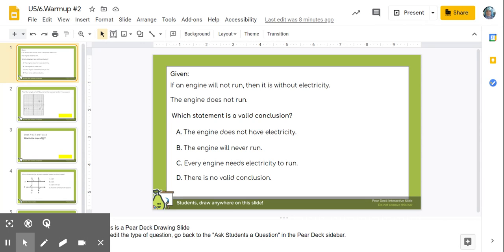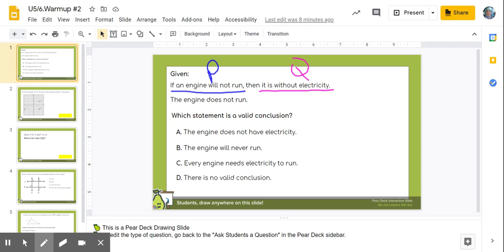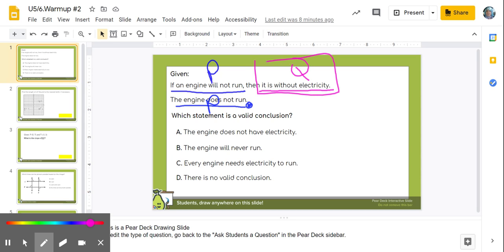So question number 1, we label our P's and Q's. Engine will not run, that's P. It is without electricity, that's Q. And then I come down to the next sentence and I see the engine will not run again. But it's got a period, right? So I've taken that sentence and I've separated it out. So what I need to do is take the Q and separate it out into a sentence. So which answer choice is just the Q part of that sentence? A, B, C, or D?